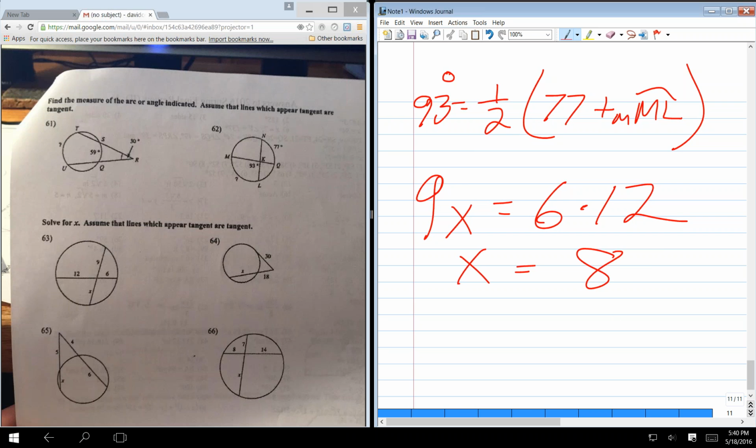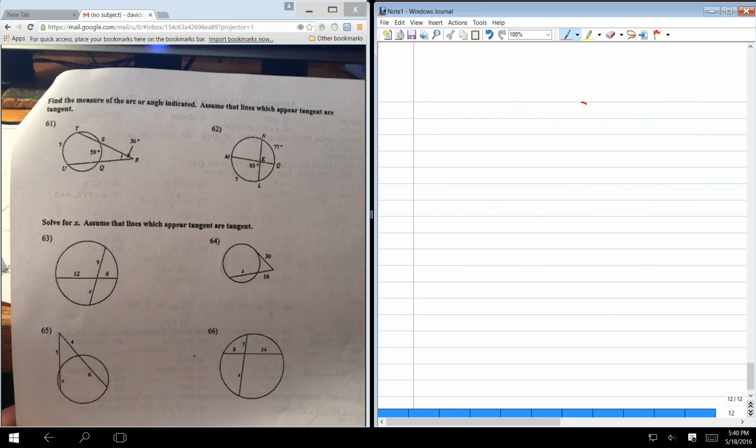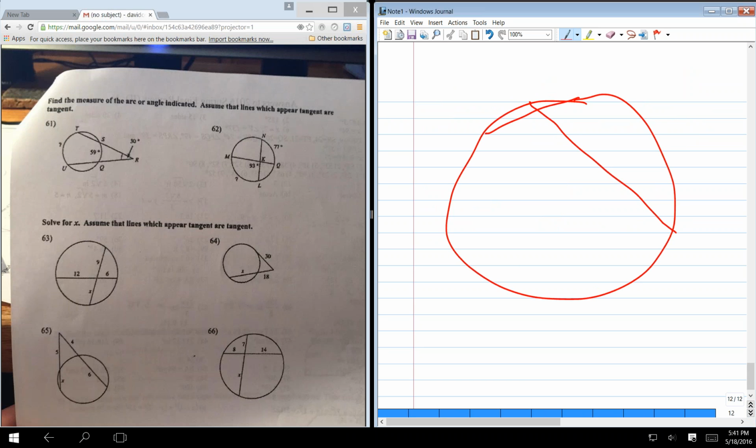Doesn't matter. Whenever I have a circle, and I can put two intersecting chords like that, and that is A, and that is B, and that is C, and that is D, then I have A times B is always equal to C times D. If I have two chords intersecting inside the circle, that's always true. So in 63, that would mean 12 times 6 equals 9 times x. Exactly.